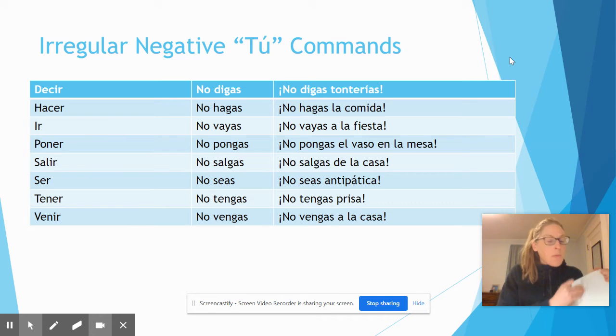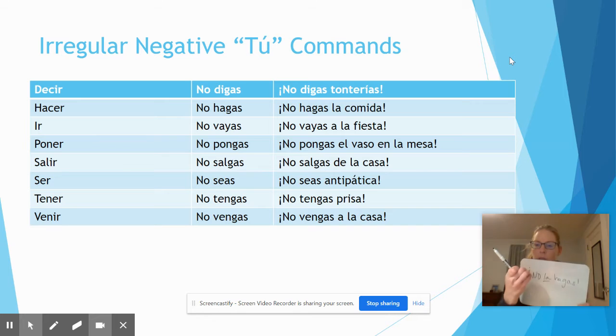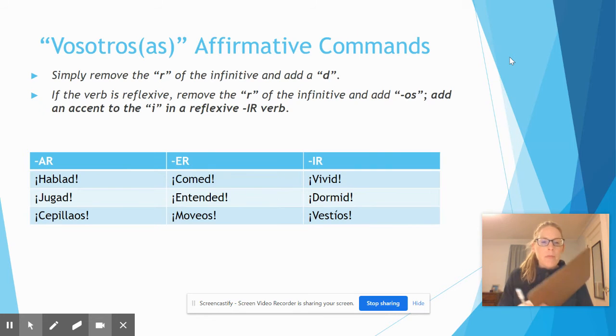Now, if you were going to have a pronoun in there, it goes in between. So don't make it, as in don't make the food. No la hagas. So with the negative, you don't attach it. The negative, it goes after no. The affirmative, you attach it and add an accent.